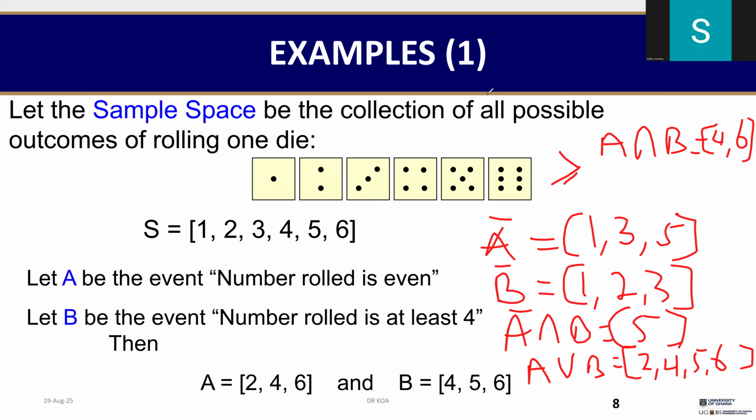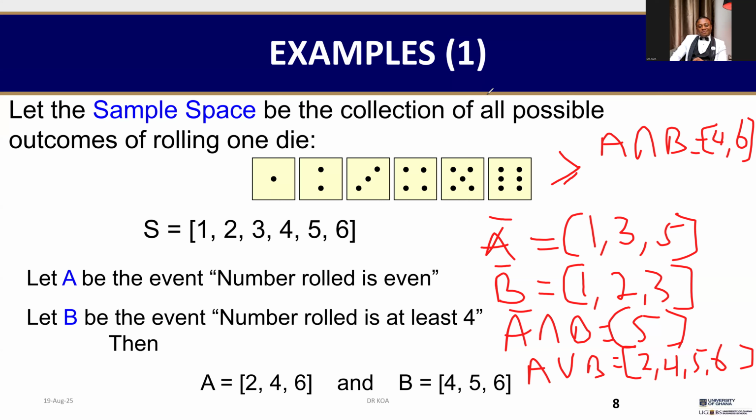Now let's go to Stella. Sir, please, I'm wondering why A union B is not 2, 4, 4, 5, 6, 6, because you have the 4 appearing two times and the 6 appearing two times. When they appear twice, you take only one. When they appear twice, it's the same thing. Okay, sir. Thank you.